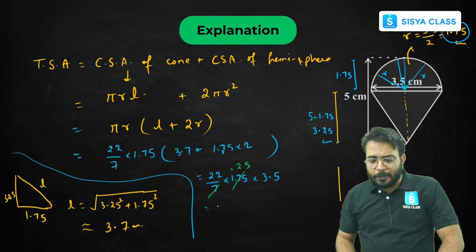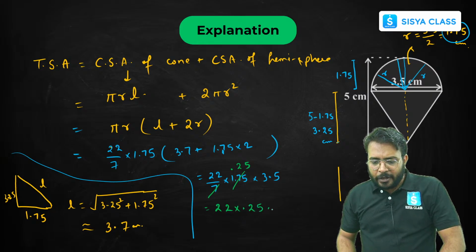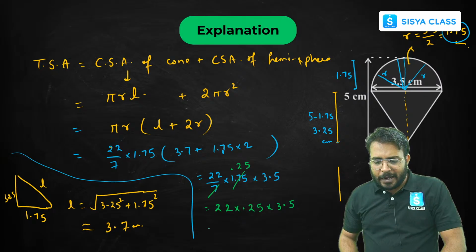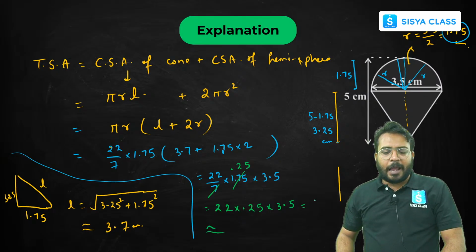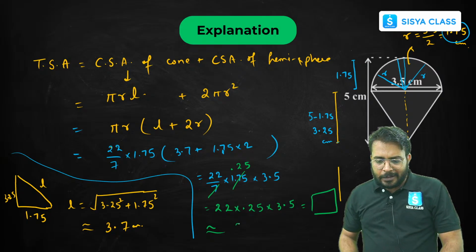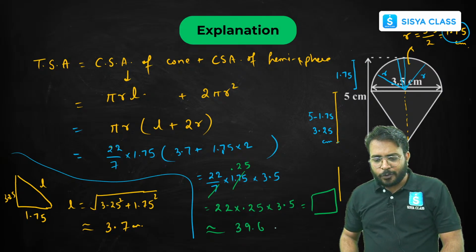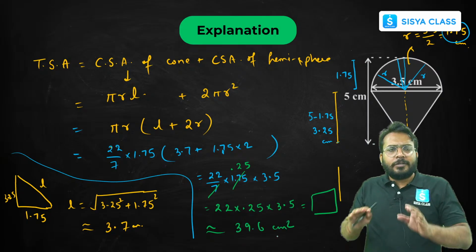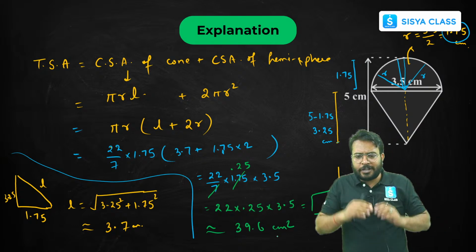Now just multiply this, 22 into 0.25 into 3.5, multiply it and get your answer. The answer is going to be approximately 39.6, okay. The answer is going to be 39.6. You can just multiply it and you can check, all right.